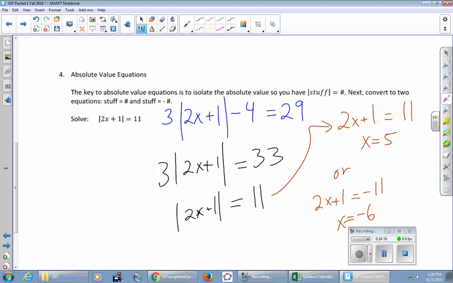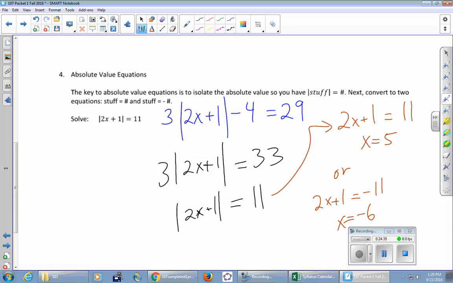So some people like to memorize: if there's an absolute value in the equation, you isolate it, and then you take the stuff inside and make it equal to the positive of the number on the right-hand side and the negative of the number on the right-hand side. And all that is great if you got it memorized. But I would much prefer that we just slow down and think about what we're doing.